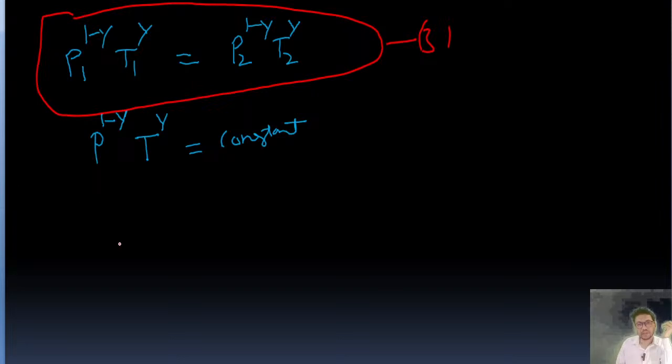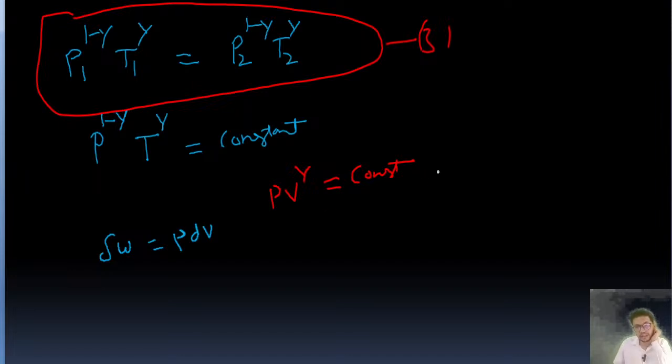And also, guys, you can find work done by this adiabatic equation, that is PV to the power gamma equal to constant. By that you can also find work done. Work done we know, very simple: dW equal to P dV, right? So from here we can get the P value. So P is going to be, let's say this constant is K, K upon V to the power gamma.